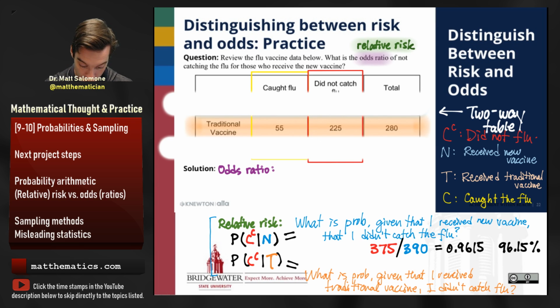So that's the number of traditional vaccine recipients who did not contract the flu, 225. And then I'm going to divide that by the total number of patients who received the traditional vaccine, and that number here is 280. 225 out of 280. So once again, pull out a calculator. 225 divided by 280. I get 0.8036. Again, I'm just rounding a little bit. Or as a percentage, 80.36%.